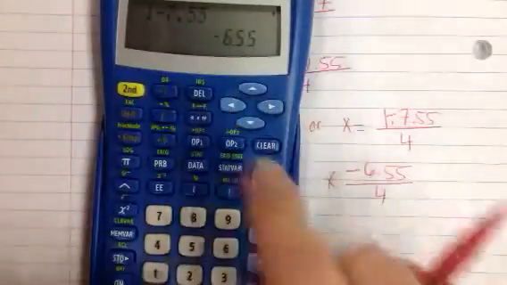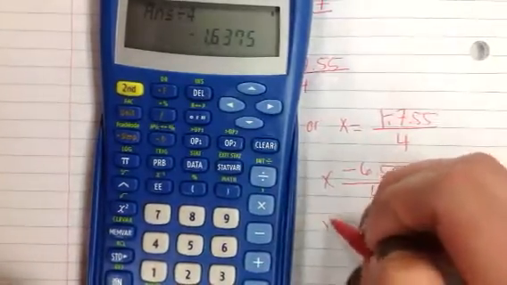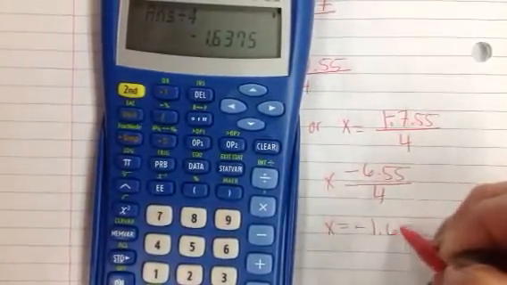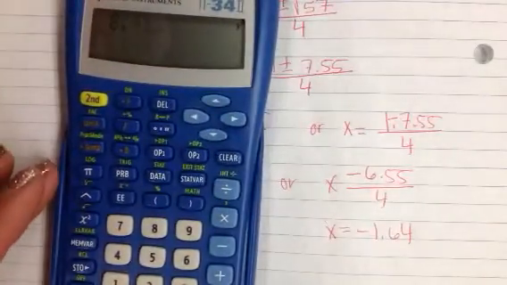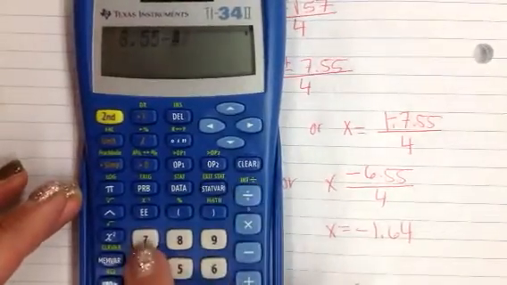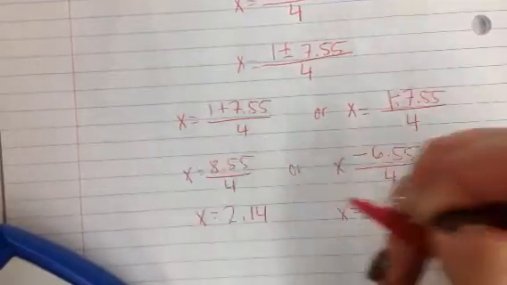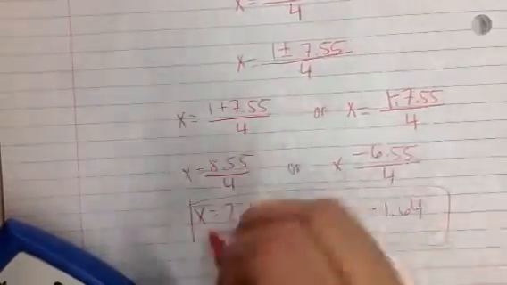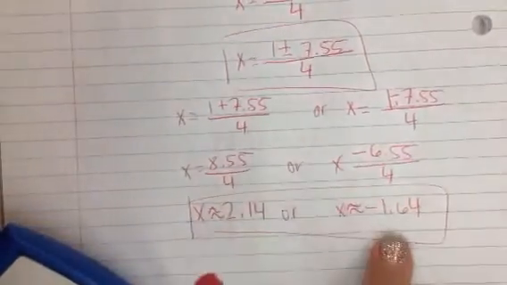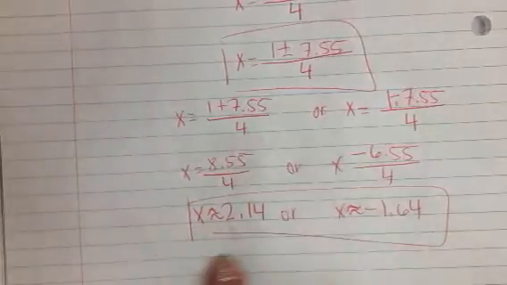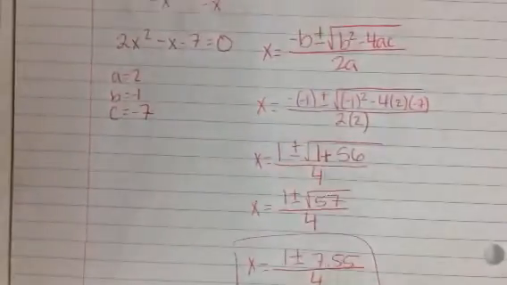Put those into your calculator. Negative 6.55 divided by 4. X is equal to negative 1.64. 8.55 divided by 4. X equals 2.14. There are my two answers. So again, these are my approximate answers. I put them in the calculator. I've rounded them. I've truncated them. They are approximate answers. This is the exact answer.